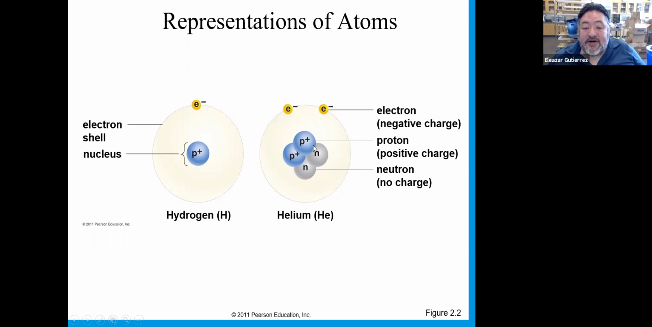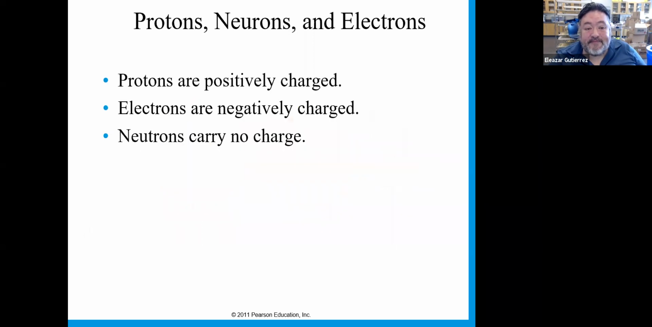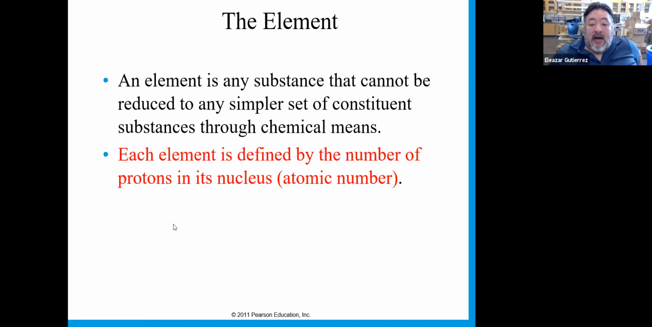Now, if helium is uncharged, it has two protons and it has two electrons. Because protons are positively charged and electrons are negatively charged, so two pluses and two minuses add up to 0, so there's no charge in a neutral helium. Okay, so to recap, protons are positively charged, electrons are negatively charged, and neutrons have no charge whatsoever. So what I just finished saying, each element is defined by the number of protons in its nucleus, and this is called the atomic number.